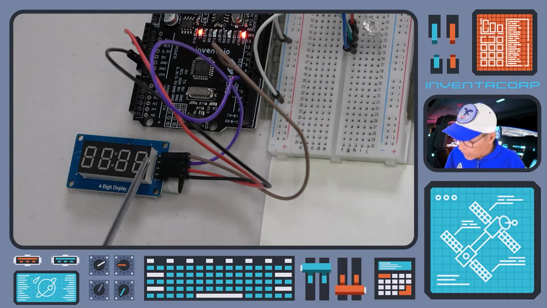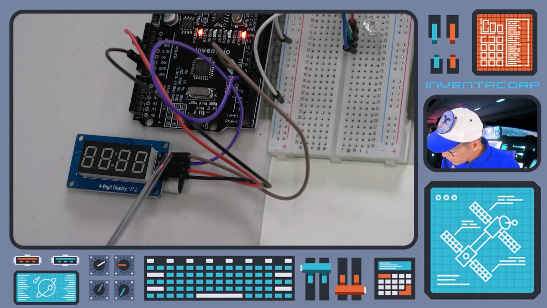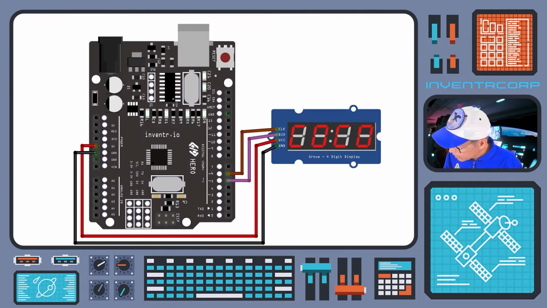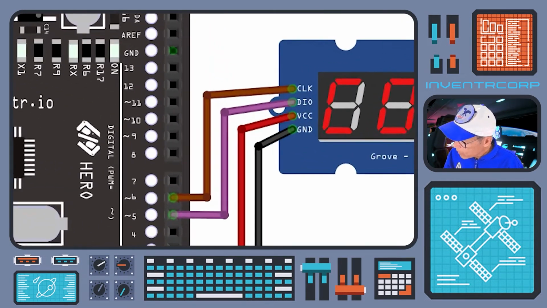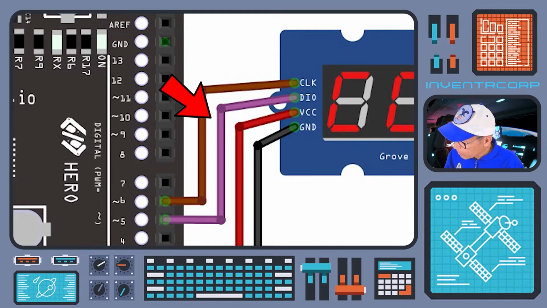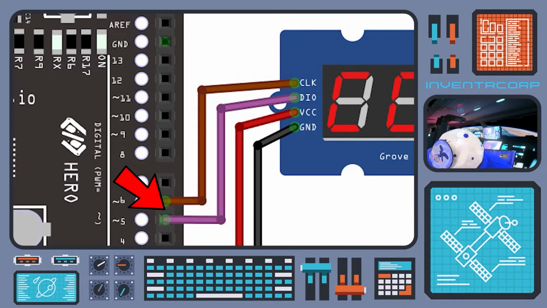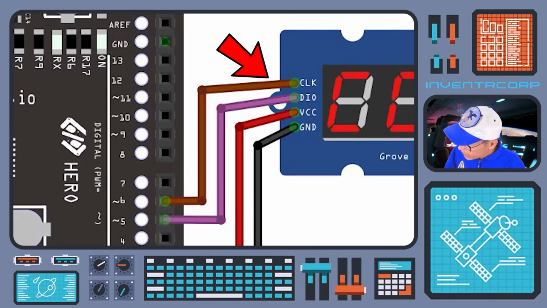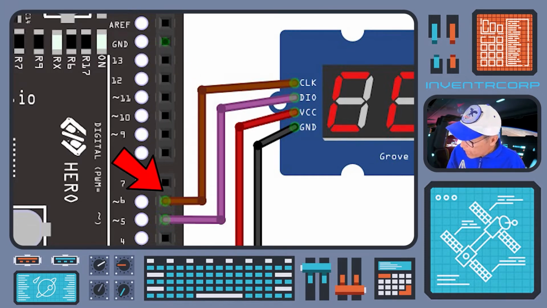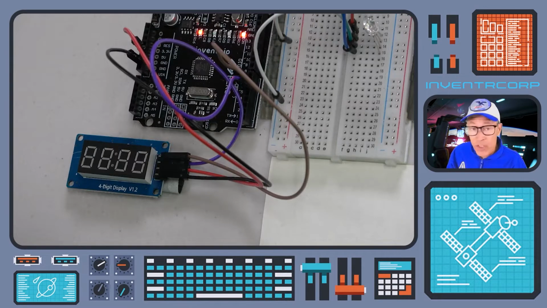And you'll see when we start talking about the coding that what we have chosen to do is to connect our digital output line through this purple jumper to pin number 5. The purple wire is going to be our digital output. And then this brown wire is connected to pin 6 on the hero, and that is our clock pin. And we'll see how that corresponds to the code that we write in just a little bit.